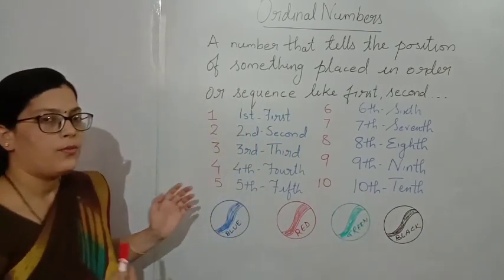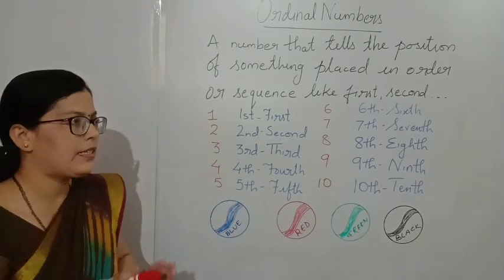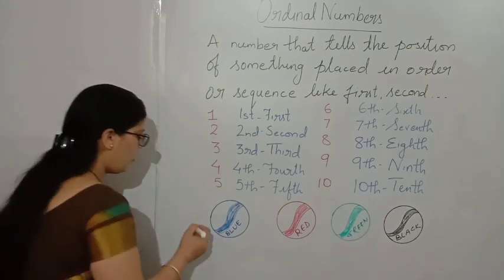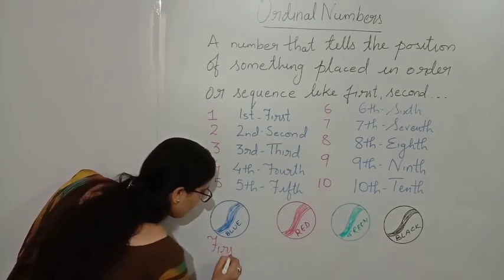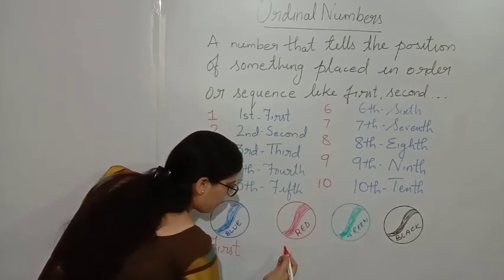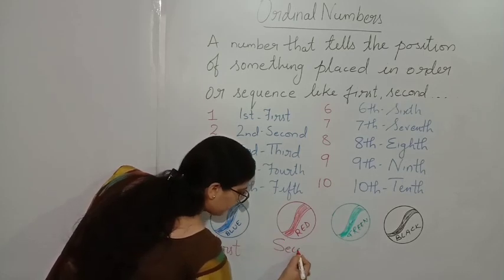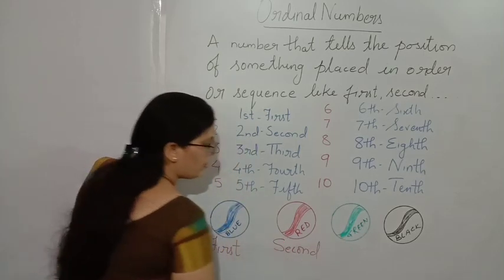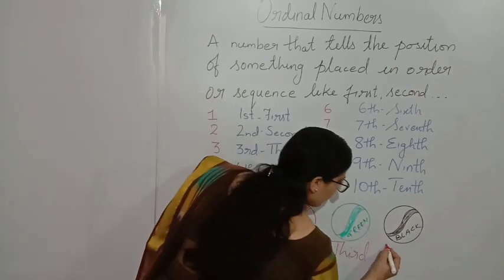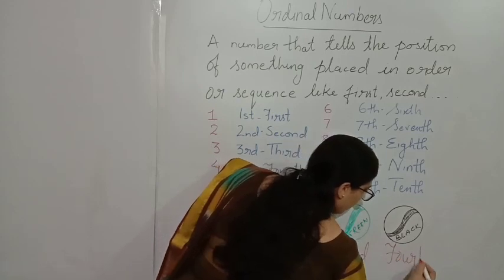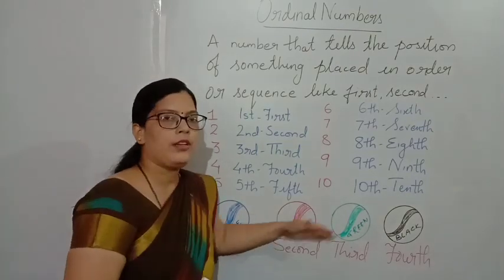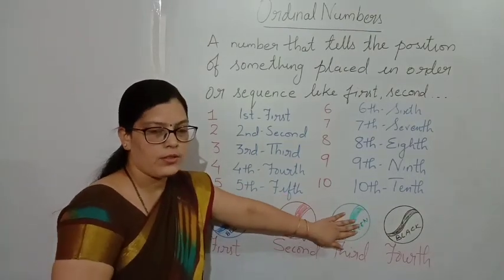Now, which colored ball is placed at first position? It is blue. The place of the blue colored ball is first. The place of the red colored ball is second. The green colored ball is at third position. And the last one is at fourth position. So ordinal numbers tell us the position of things kept in order or in sequence.